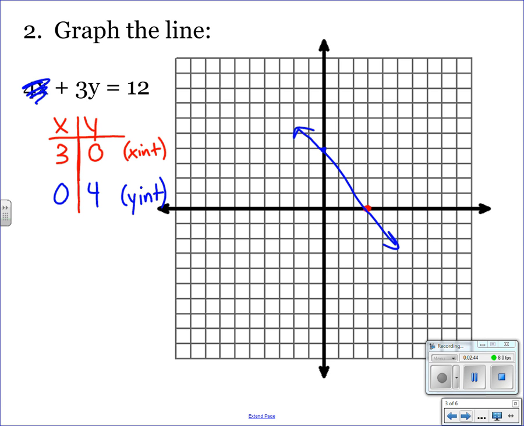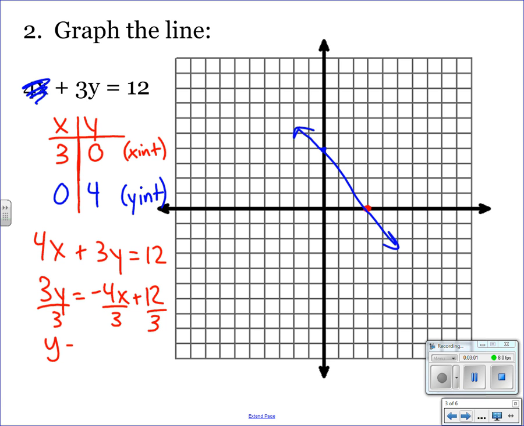Solving for y equals mx plus b. 4x plus 3y equals 12. I subtract 4x over. Divide every term by 3. So I get the same y-intercept. If you count out your slope, you go down 4, right 3, we get to another point.